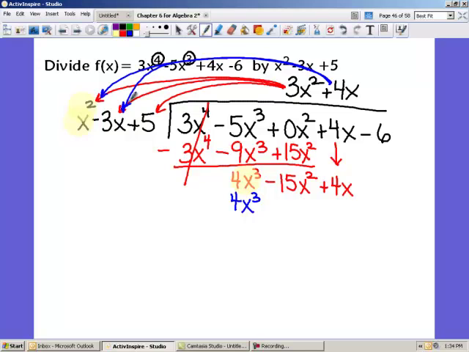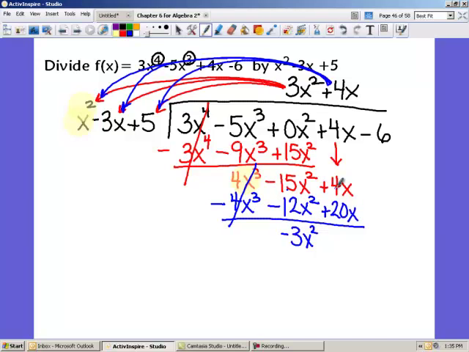4x times negative 3x is negative 12x squared. And then 4x times 5 is positive 20x. Subtract. Those are gone. Negative 15 plus 12 is negative 3x squared. 4 minus 20 is negative 16x. And then we bring it down.